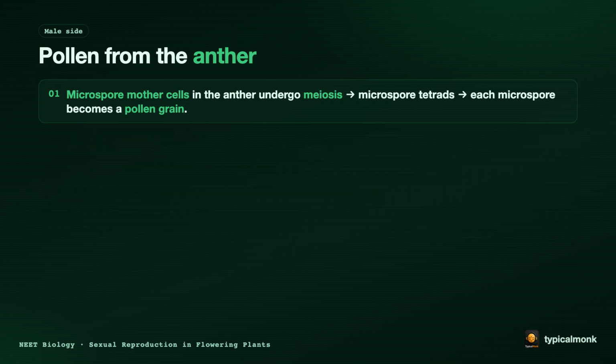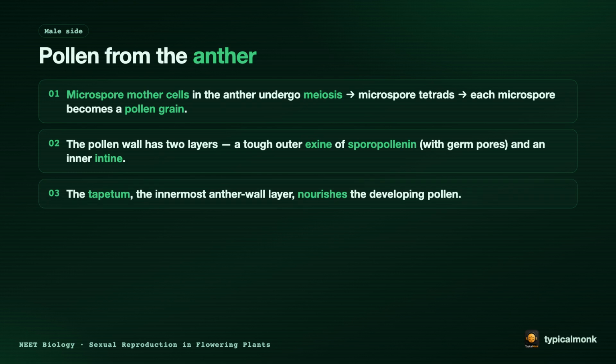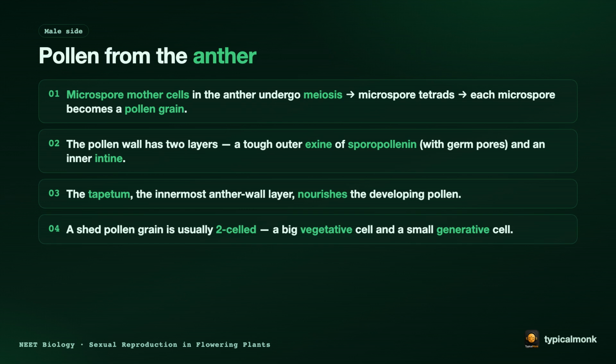Now the male side, how pollen forms in the anther. Inside the anther, microspore mother cells undergo meiosis, microspore tetrads form, and each microspore becomes a pollen grain. The pollen wall has 2 layers, a tough outer exine made of sporopollenin and carrying germ pores, and an inner intine. The innermost anther wall layer, the tapetum, nourishes the developing pollen. When shed, the pollen grain is usually 2-celled, a large vegetative cell and a small generative cell.